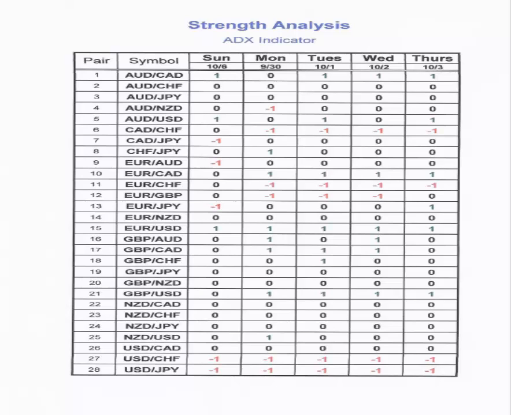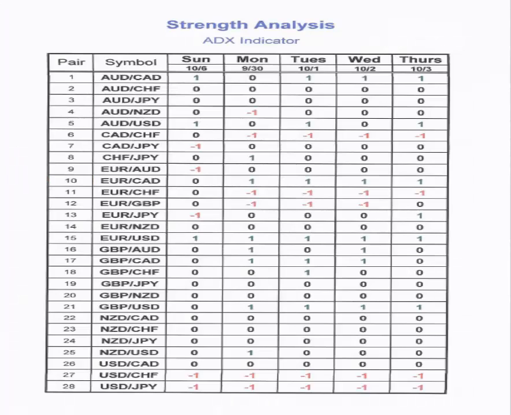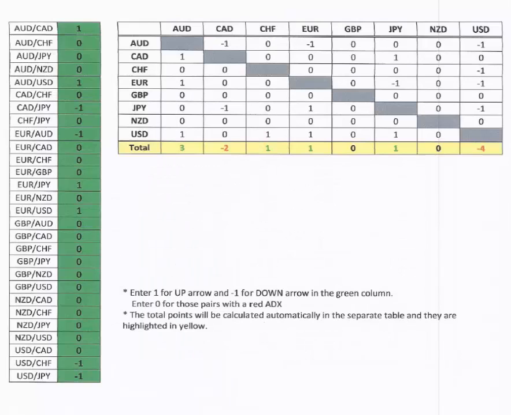The first step every day in reviewing the Forex market is to analyze the ADX indicator for each of the 28 Forex pairs that we monitor. The ADX indicator can be red or green. If the ADX is red, it means there isn't a trend, so we'll put a 0. If the ADX is green and the price is increasing, we'll put a +1. If the ADX is green and the price is decreasing, we'll put a -1. We take the results from the ADX analysis and plug it into our strength analyzer. This strength analyzer will give us the strength for each of the 8 currencies.